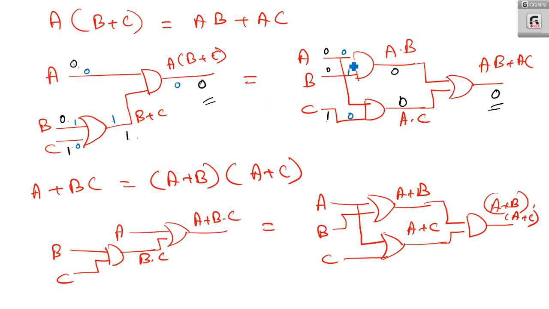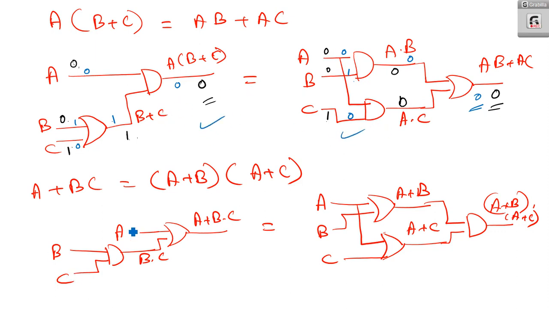Here I am giving 0, 1 and 0 to the other circuit. What is 0 and 1? 0 and 1 is 0. Now here what will you get? 0 and 0, you get 0. So what is 0 or 0? The answer is 0. Hence we can say that these two circuits function exactly the same.